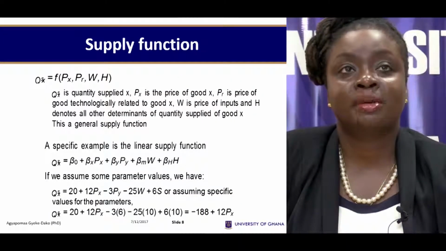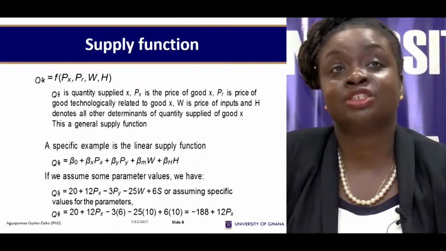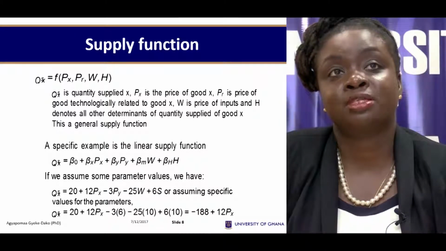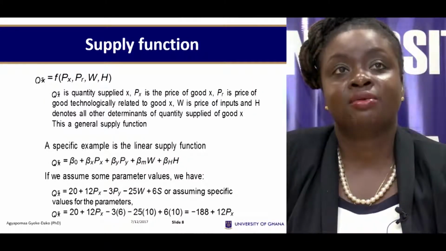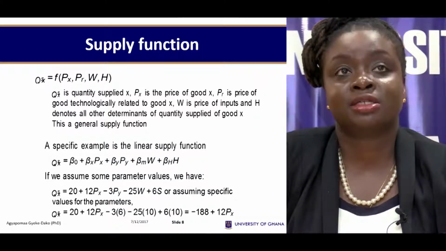Again, taking you to the application bit, we can have a supply function that shows the relationship between supply and all other factors that influence supply. So Px here relates to the price of the own product. PR refers to the price of a related product. W here refers to the price of inputs. And then H here refers to all other factors.